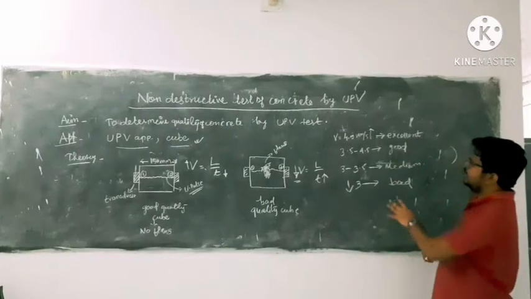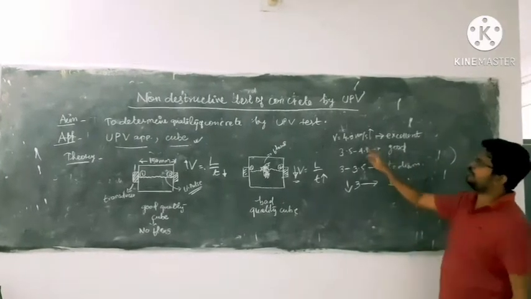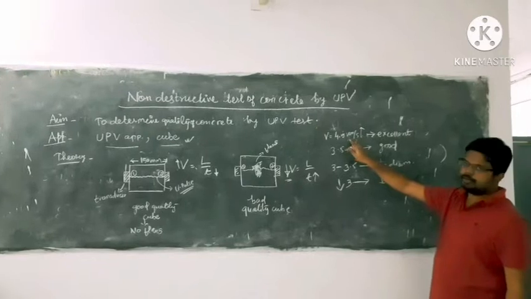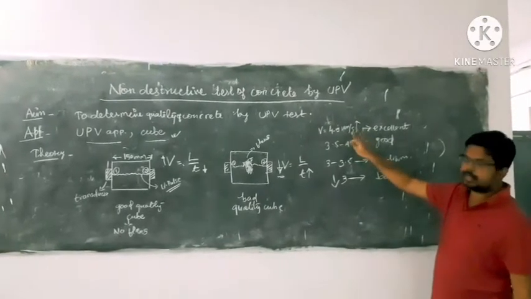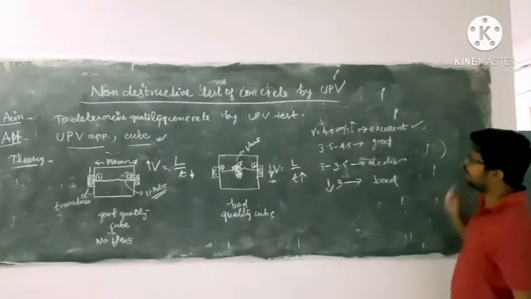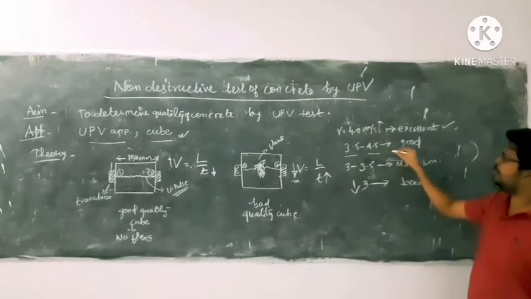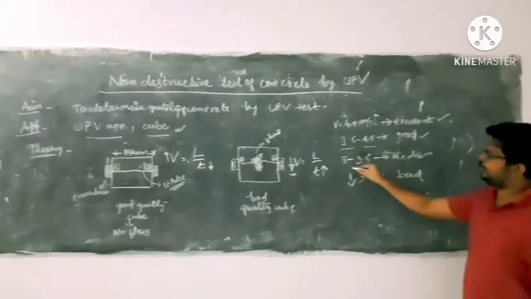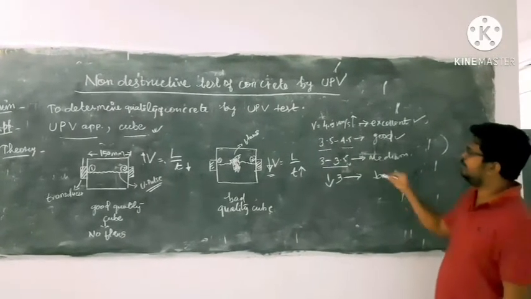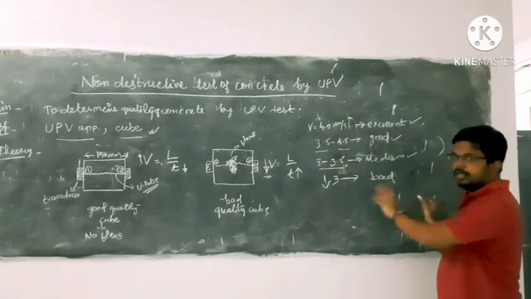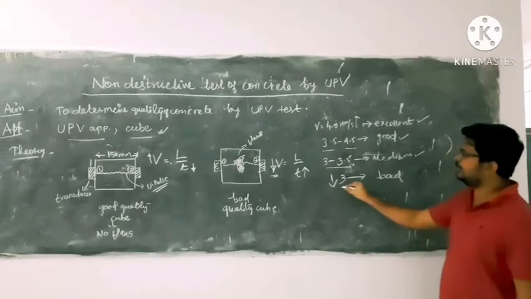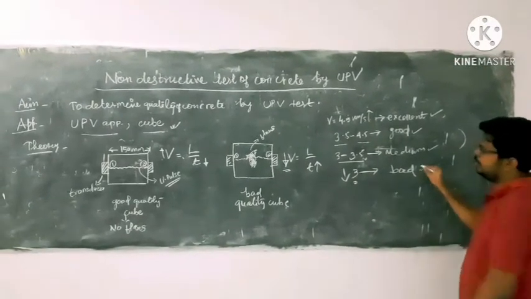As per the IS code provision, if velocity is more than 4.5 km per second, the quality of concrete is excellent. If velocity is between 3.5 to 4.5, this is good. If velocity is between 3 to 3.5, then quality of concrete is medium. If velocity is less than 3, then quality of concrete is bad.